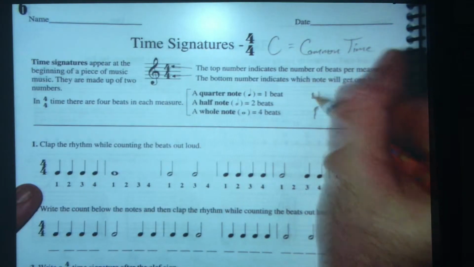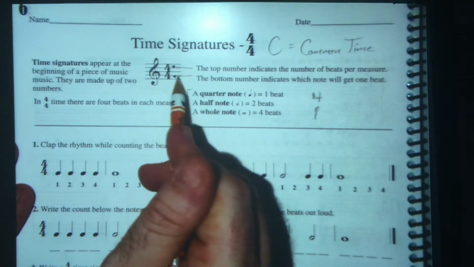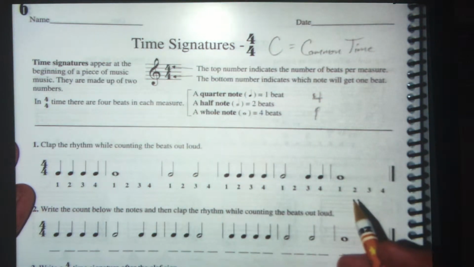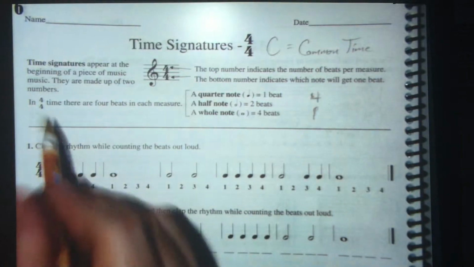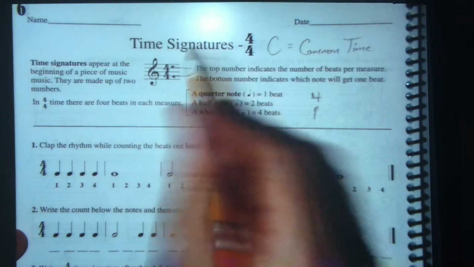Now if we had something that said 4/8, which is an actual time signature, although it's weird, that would be 4 eighth notes in a measure. If we saw one that said 4/2, that would mean 4 half notes in a measure. Conversely, if we had 2/4, then there would only be 2 quarter notes in a measure. In 4/4 time, there are 4 beats in each measure. The only one we need to worry about right now is 4/4 time.